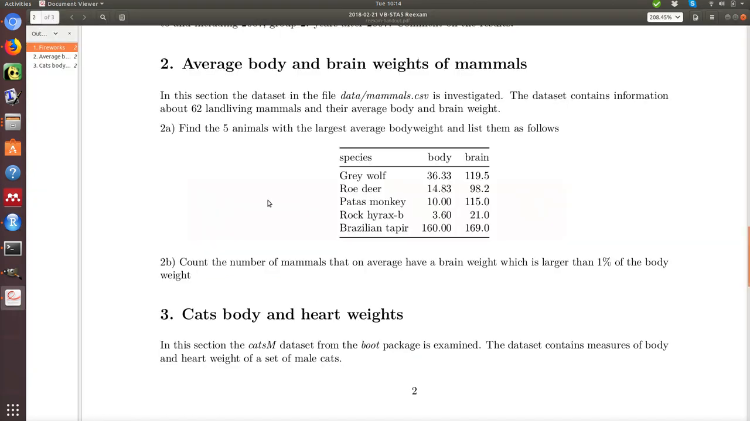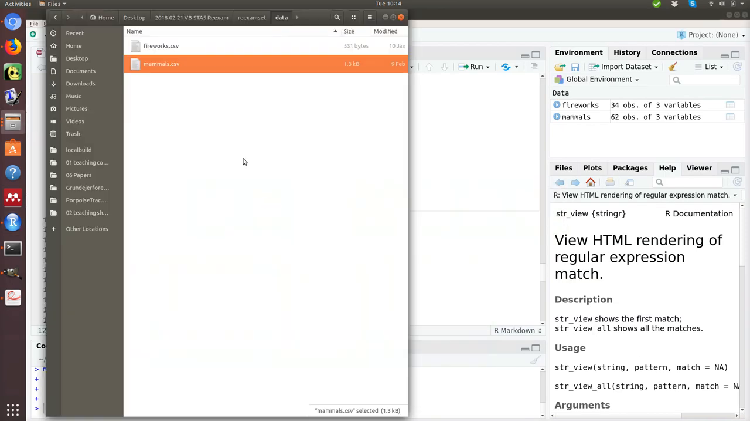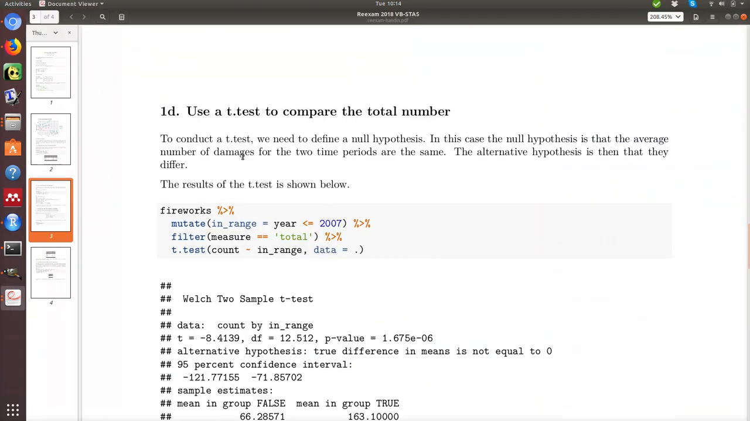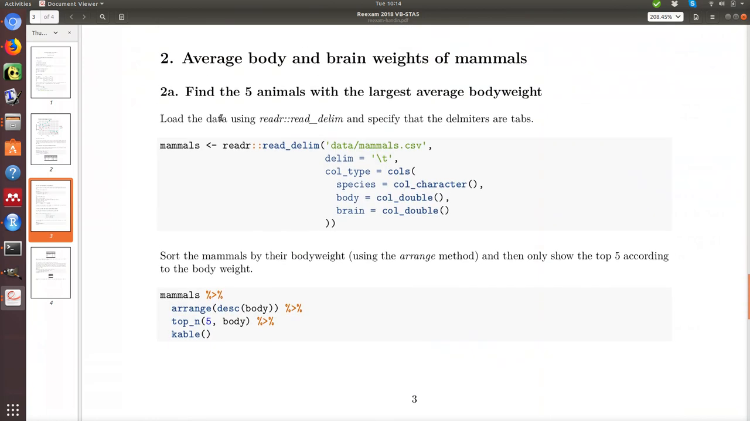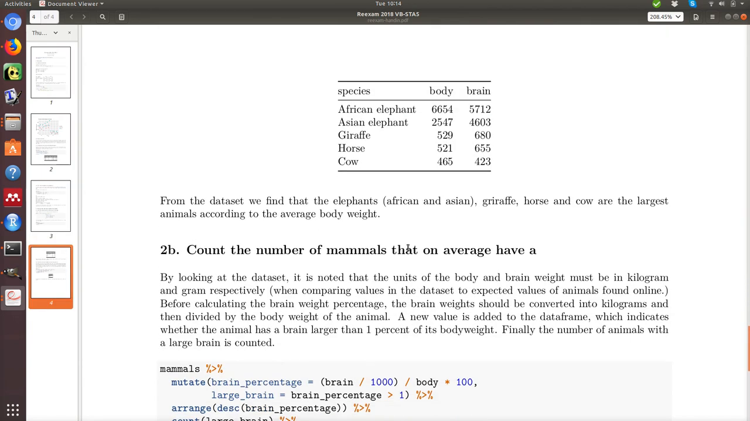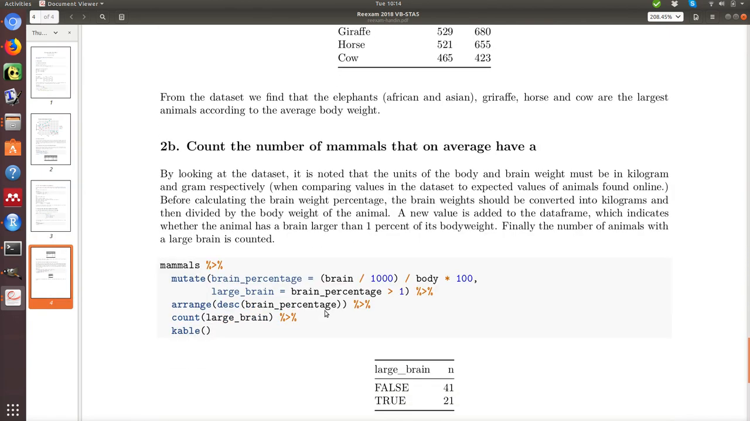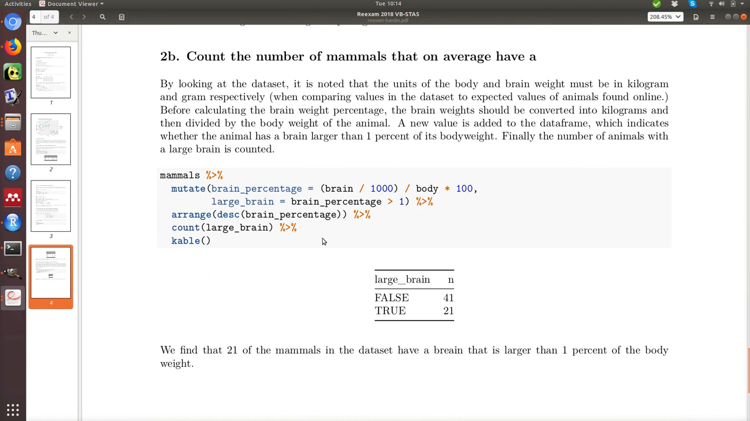Let's see how it looks. For some reason, it doesn't open. I'll just open it here. So we have found that the three animals with the largest body weight are these ones. And we also have counted the number of mammals that have a large brain, larger than 1%, using the code down here. And it's not just enough to provide an output from R. Often it's a really good idea to make a short comment on exactly what you have found based on the output from R, so you show that you're actually able to interpret the output.